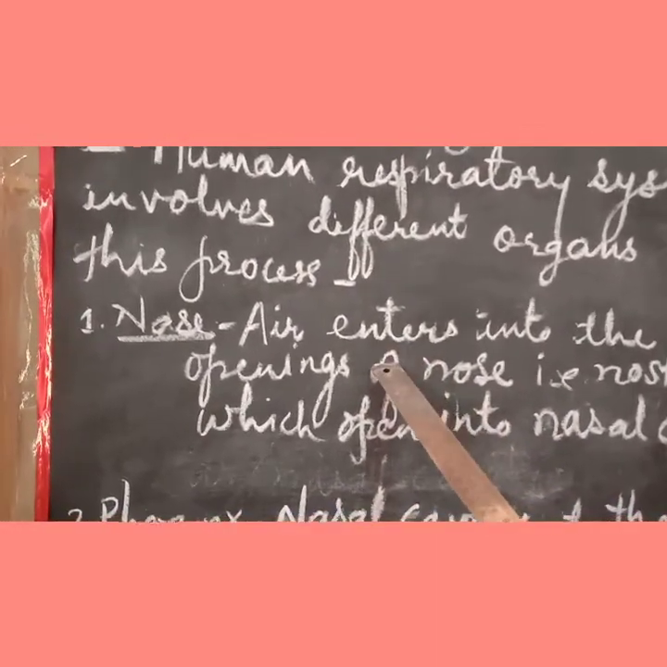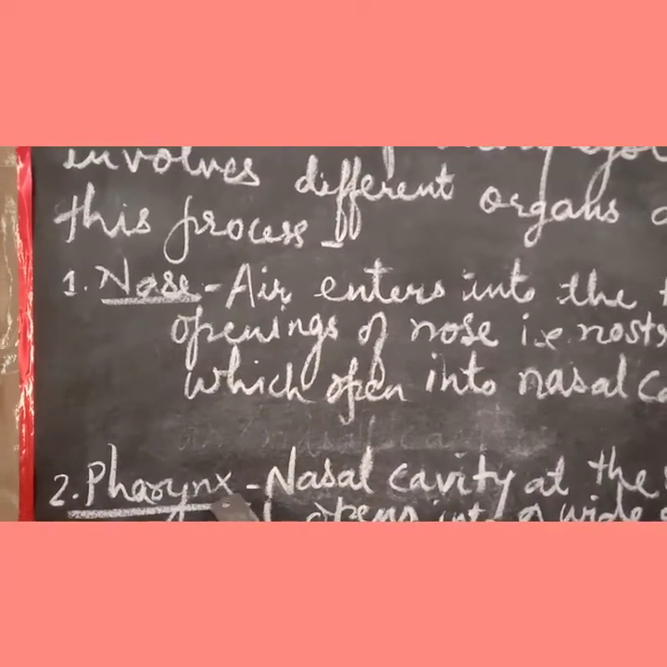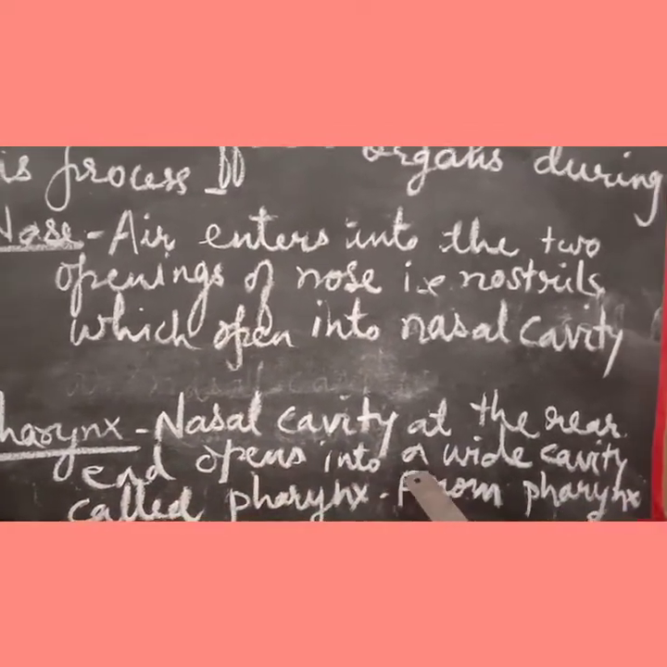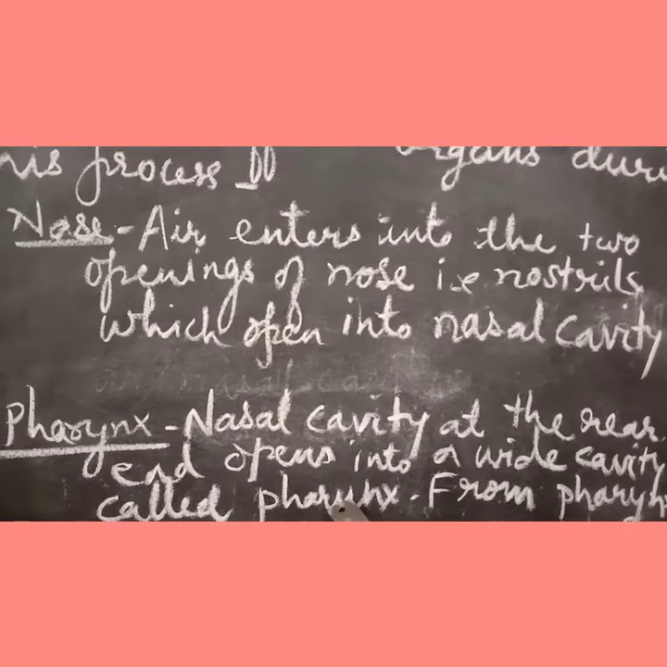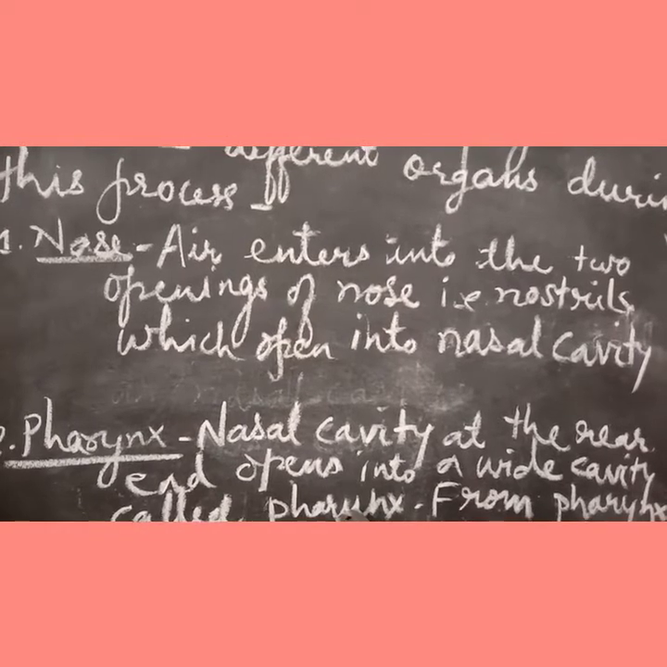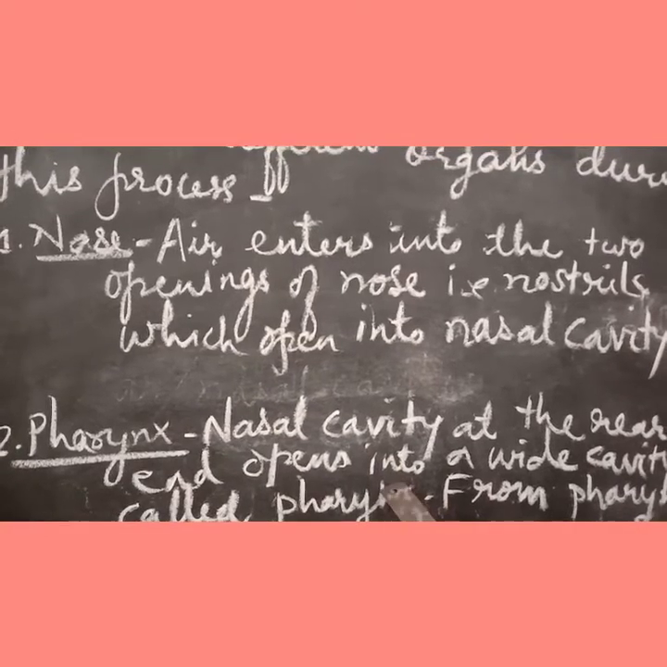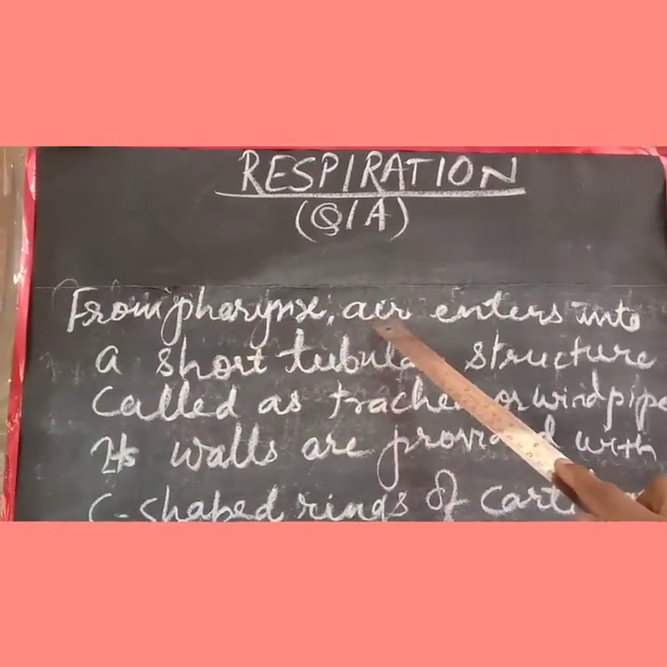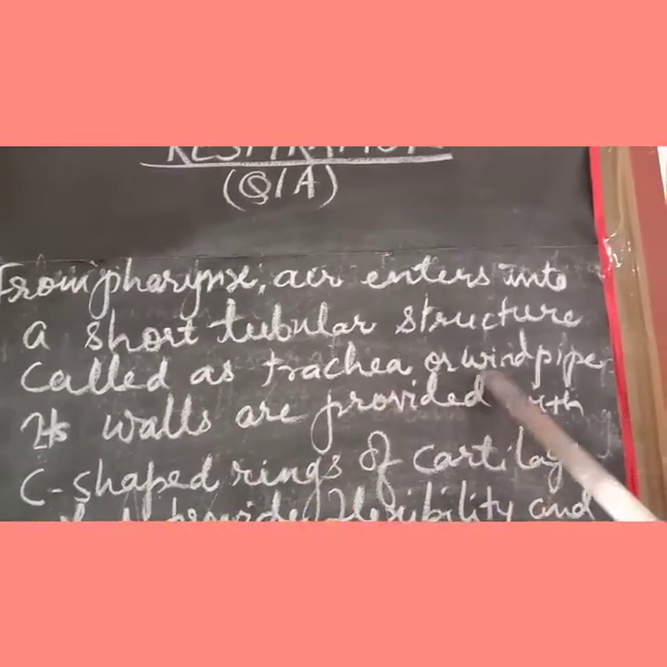Now from the nose, air enters into the pharynx. The nasal cavity at the rear end opens into a hollow cavity called the pharynx. Pharynx actually is the common passage for air and food. Now let's see what happens when air reaches the pharynx. From the pharynx, air enters into a short tubular structure called the trachea or windpipe.